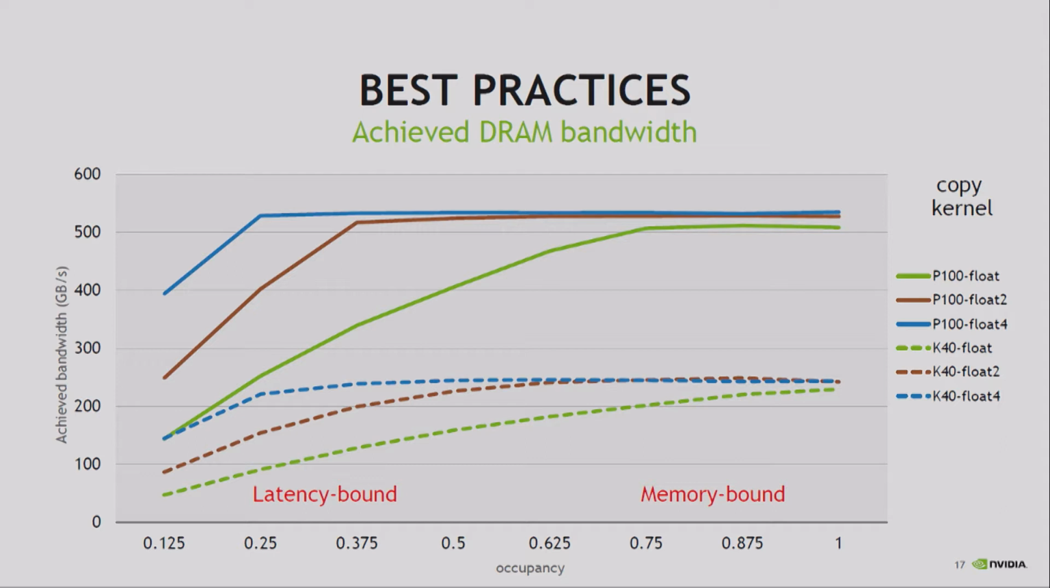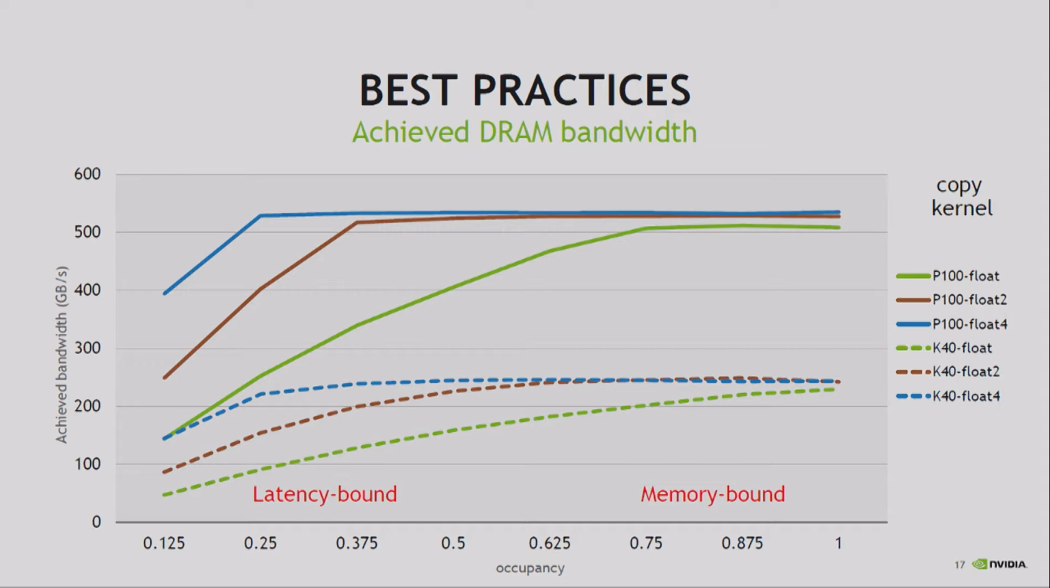So have dotted lines. This is for Kepler, so at the bottom. And then solid lines there for Pascal P100. And then different colors mean different types of data that we load. For example, we can load float or float2, so more data, or float4 even. And on the horizontal axis, we have occupancy. So it goes from like 1/8 to 1 essentially. And the values are actually achieved bandwidth that you can get.